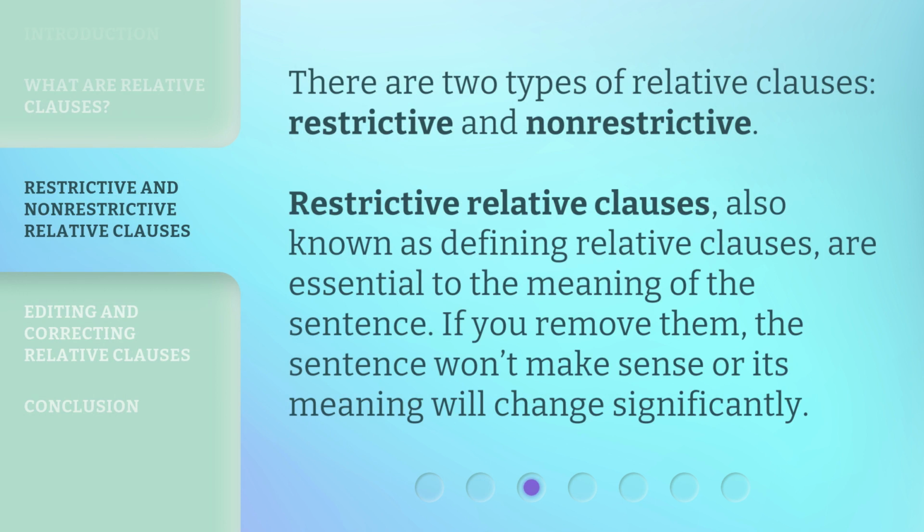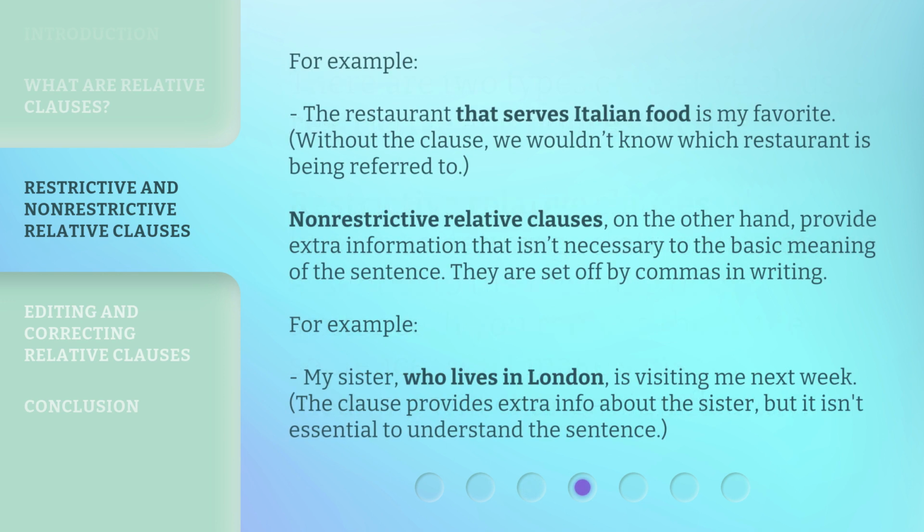There are two types of relative clauses: restrictive and non-restrictive. Restrictive relative clauses, also known as defining relative clauses, are essential to the meaning of the sentence. If you remove them, the sentence won't make sense or its meaning will change significantly. For example, the restaurant that serves Italian food is my favorite. Without the clause, we wouldn't know which restaurant is being referred to.